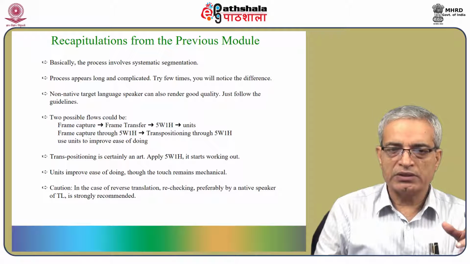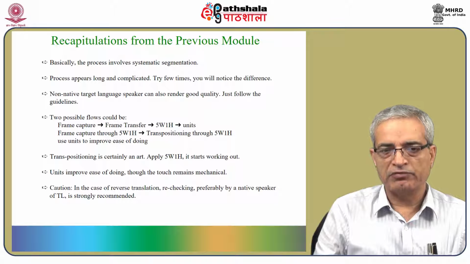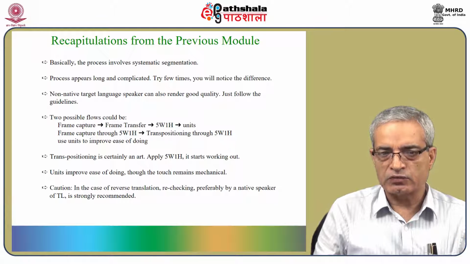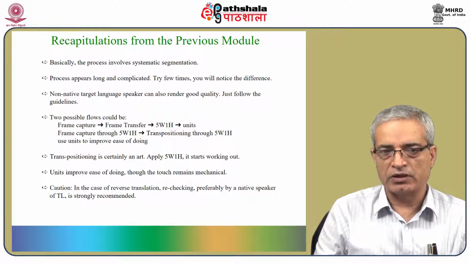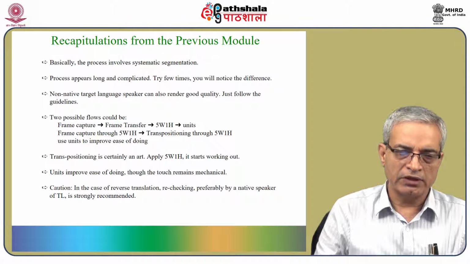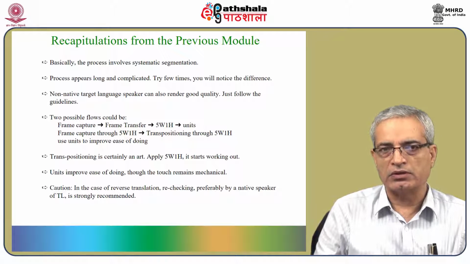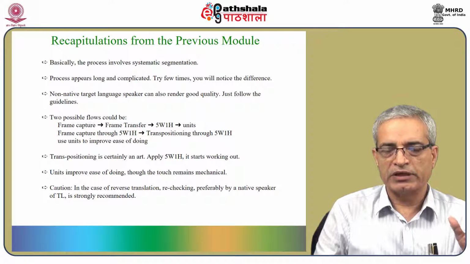And transpositioning is certainly an art, and we found that if we apply 5W1H, this starts working. This art itself starts working even if you do not have visible skill of this type originally. Units improve ease of doing, though the touch remains mechanical, and whenever there is something mechanical, you miss out on the emotional part. Caution remains very clear that in the case of reverse translation, please do get it checked by somebody else, preferably a native speaker.